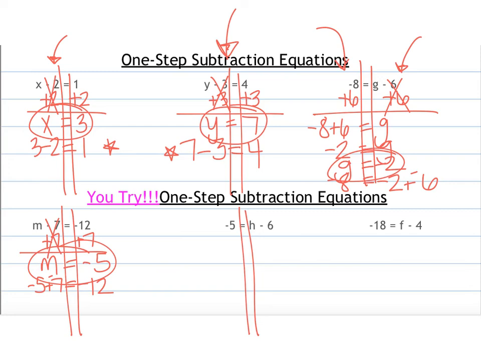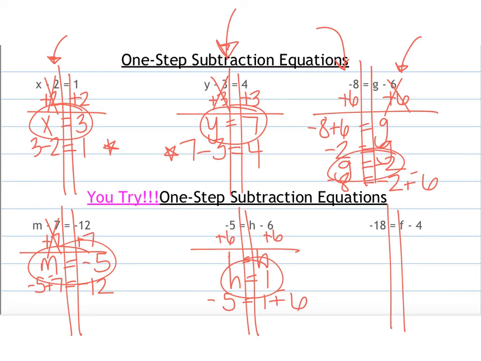So H minus 6, so I look over here, add 6, draw my line all the way across. Negative 5 plus positive 6 is going to get me at 1 equals H, and then I just flip it around. H equals 1. So negative 5 equals 1 minus 6. And I know that 1 plus negative 6 does equal negative 5, so H equals 1.